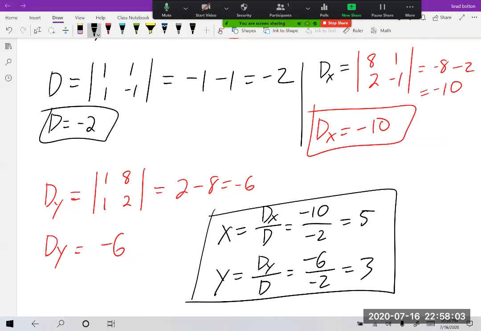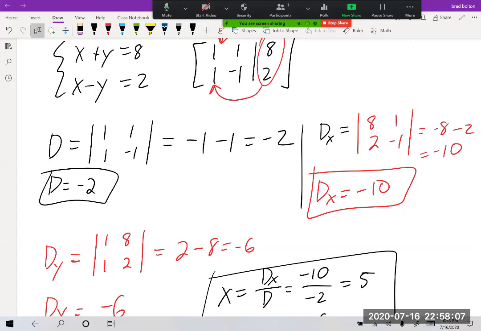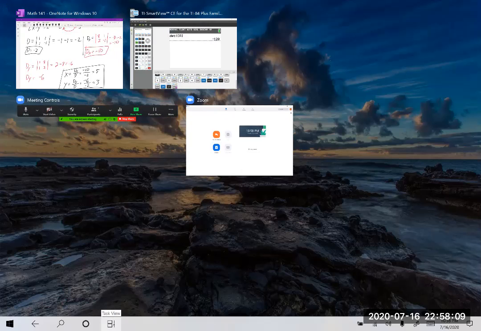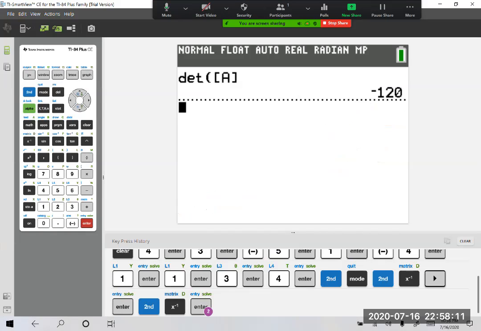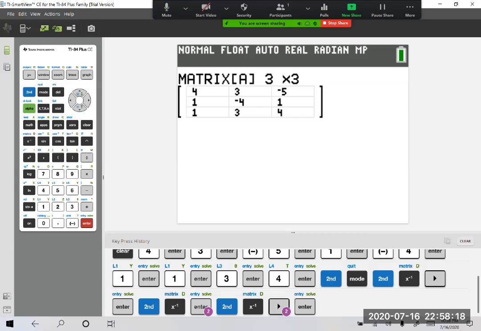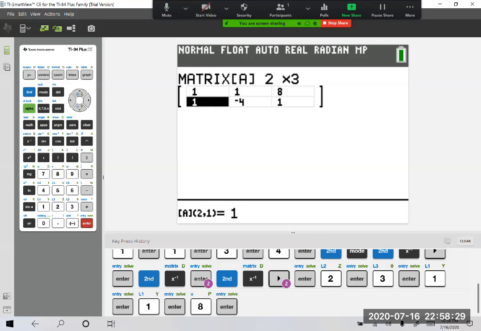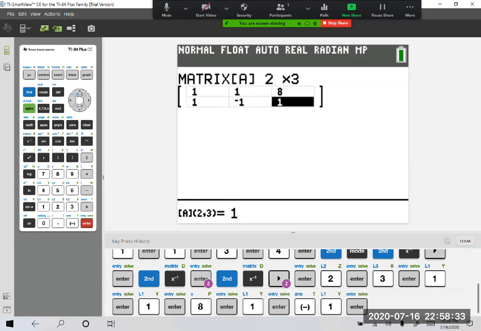So what I can do now is go on my calculator and double check. I can do 1, 1, 8, 1, negative 1, 2. So I can go into second matrix, go into edit, and change this matrix to a 2 by 3. I just want to see what the solution was. And this was 1, 1, 8, and 1, negative 1, 2, right?